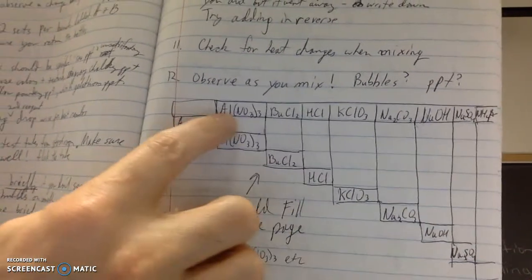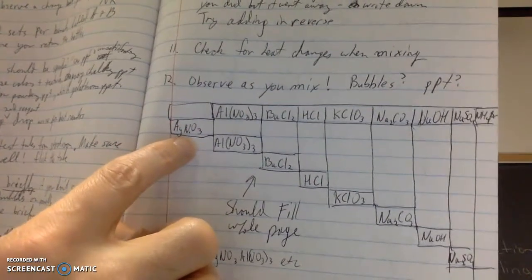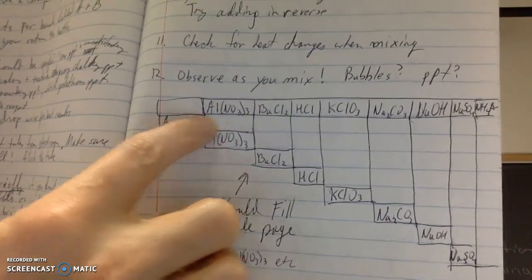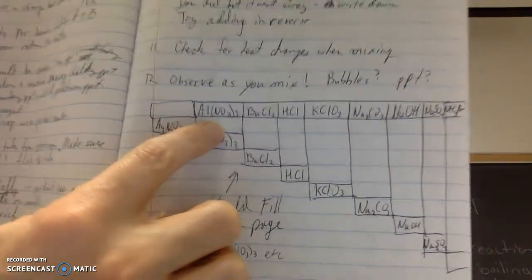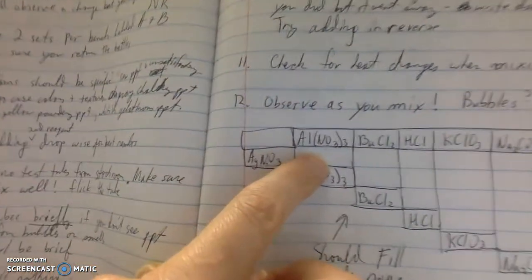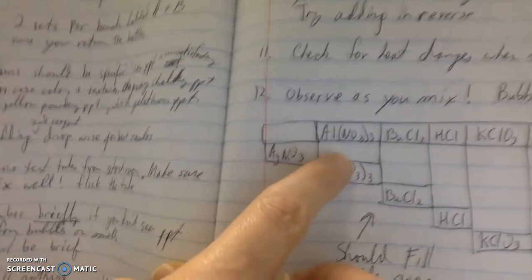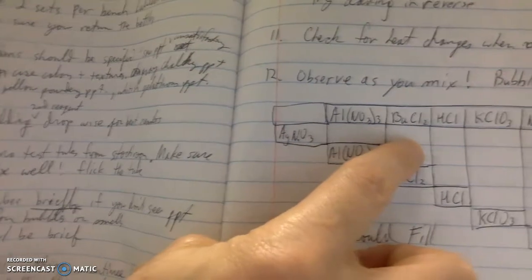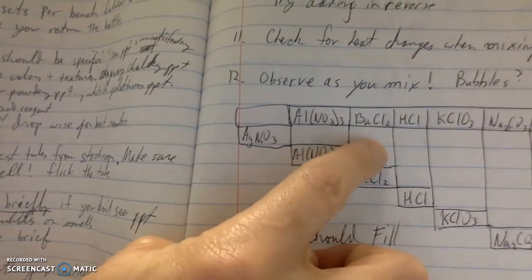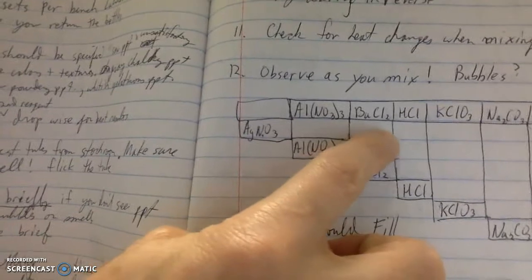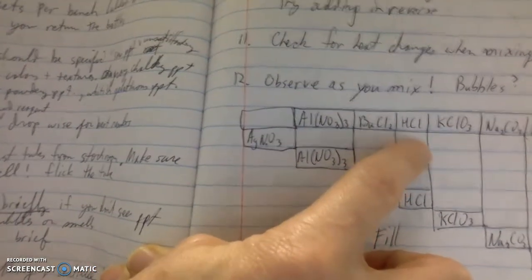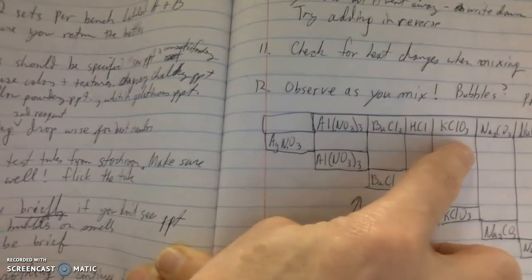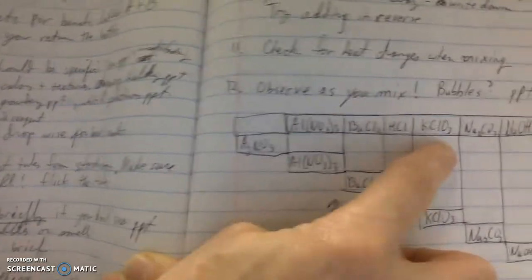So remember, all my test tubes in this row have silver nitrate. So then the first test tube, I'm going to add my aluminum nitrate, and I'm going to see if there's a reaction. And then the next one I'm going to put barium chloride in there. I'm going to see if there's a reaction. And then in my next test tube, hydrogen chloride. And then in my next test tube, potassium, I can't see that.